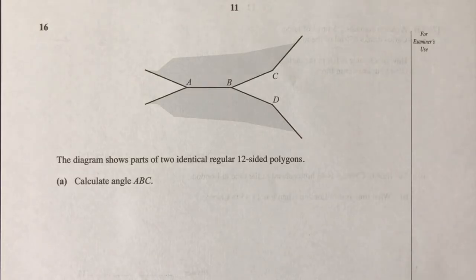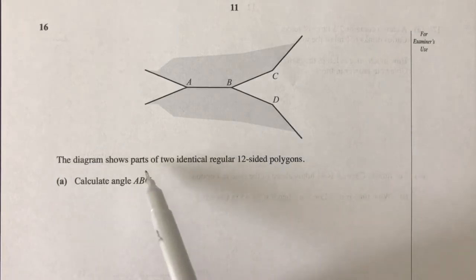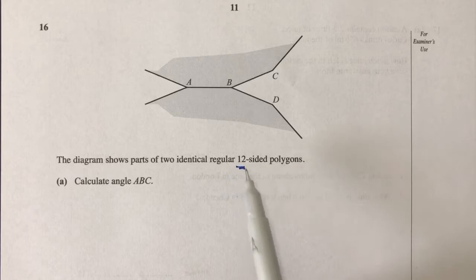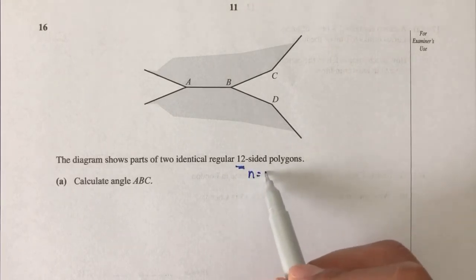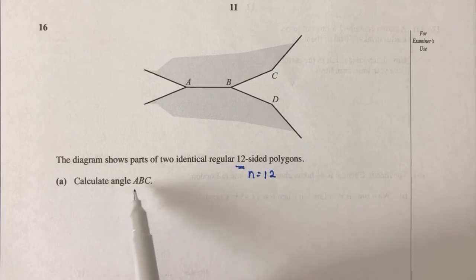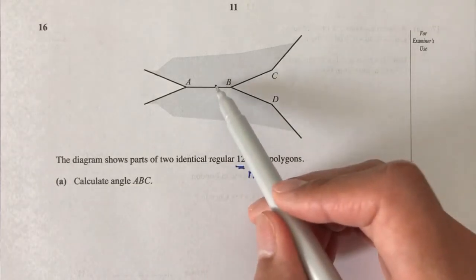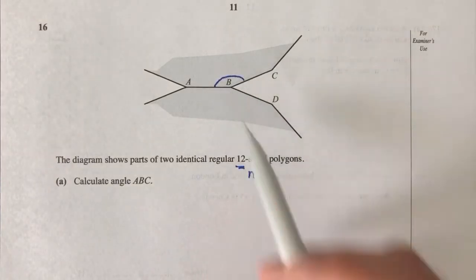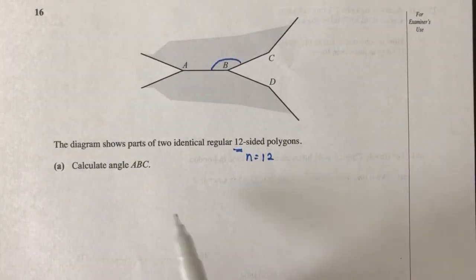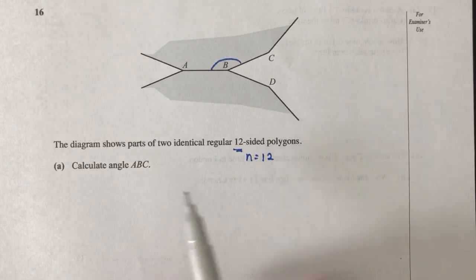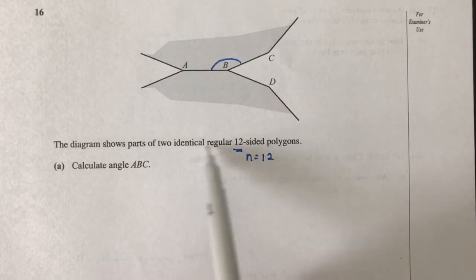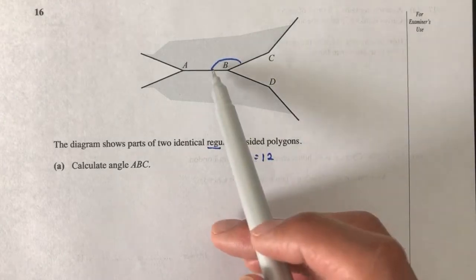Question number 16. The diagram shows parts of two identical regular 12-sided polygons, so it has 12 sides, so n is 12. Part A, calculate angle ABC. ABC, we have to find this interior angle of the polygon. So how do you find this? So it's pretty easy. You have to use a formula to find the sum of all the angles and divide by 12 because it is regular sided to find the size of one of the angles.